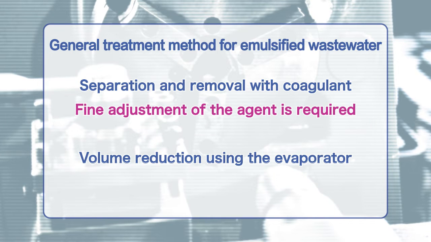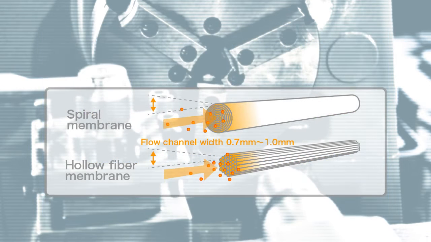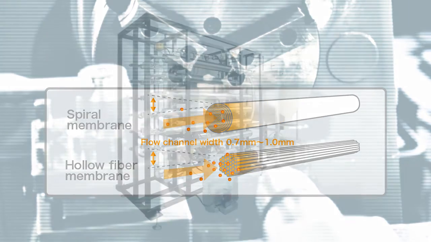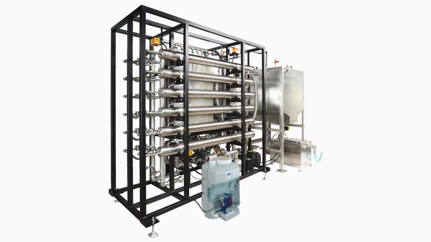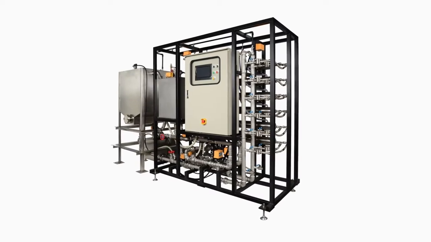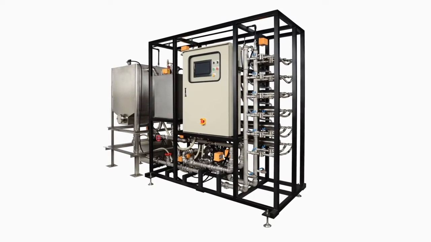However, there are problems for these, such as the need for the fine adjustment of agents to suit the concentration of the wastewater and the energy costs for heat sources. Other possible methods include filtering in spiral membranes or hollow fiber membranes, but these have the disadvantage that the flow channel is narrow, so they can easily clog with some types of wastewater. These problems are solved by Matsken's UF membrane oily wastewater treatment system.